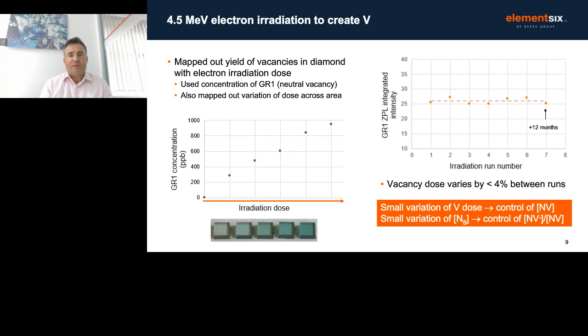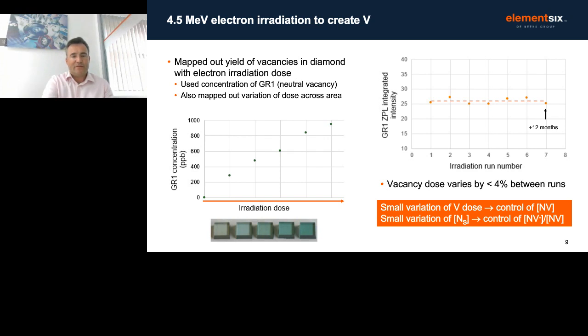And what's been particularly important for us is showing the repeatability of this between runs. So doing the same dose today as we did last month and the month before, and that plot on the right shows repeatability of a desired vacancy production over a 12-month period. And again, within the error bars of our techniques to measure these things, very consistent. So that's how we make our vacancies.